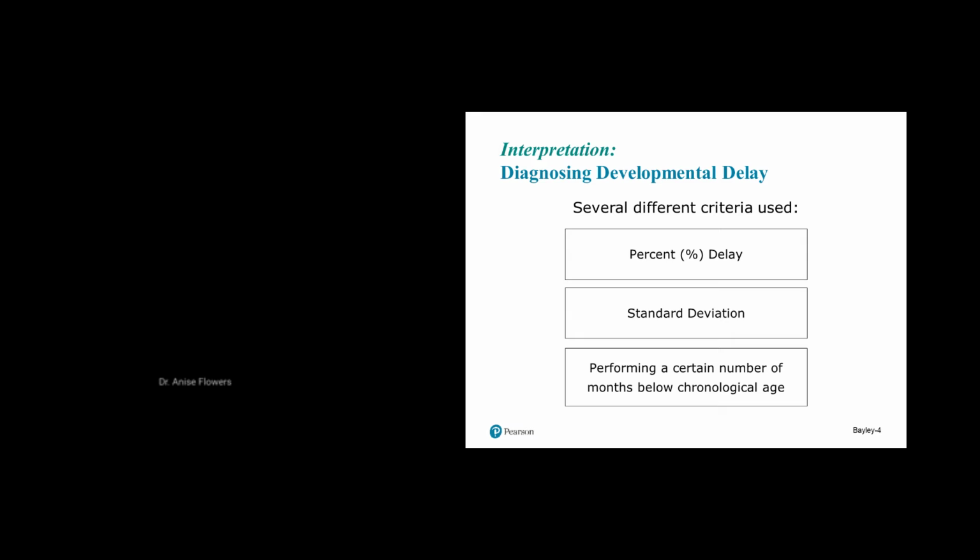Now, interpretation of Bayley results varies greatly across the U.S. and depending on state requirements, because there's no universal definition of developmental delay. Some places might require a 25% delay in functioning compared to peers or a 20% delay. Oftentimes, requirements look at standard deviations. Are you at least 1.5 or 2 standard deviations below the mean in a certain area? And then some places look at how many months below chronological age are you based on those age equivalents.